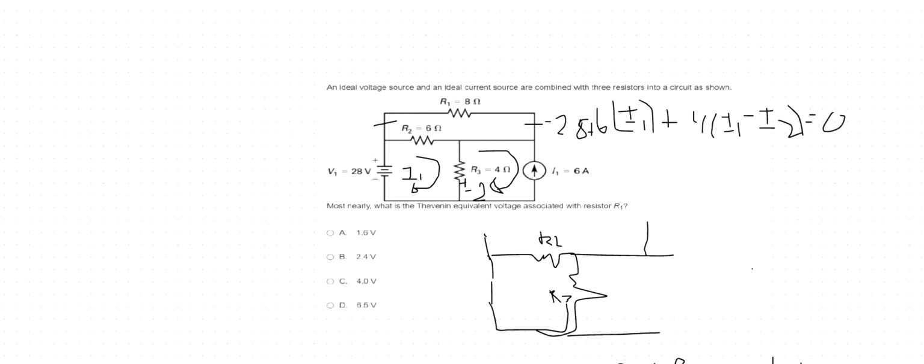Coming out of the source is from the positive out of the source, conventional flow. That's a negative. Active element. So you've got to say minus 28, plus all of that equals 0. That makes sense now. Minus 28 plus 6 I1 plus 4 times I1 minus I2, right? So now what?